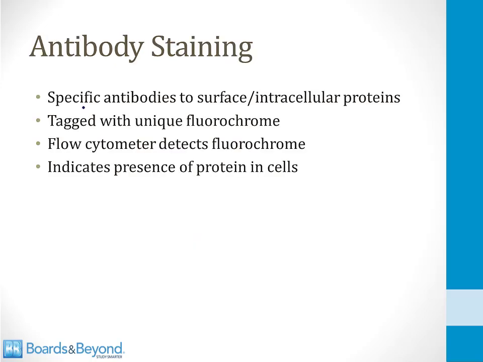Flow cytometry becomes an even more powerful technique when it is combined with antibody staining. This process uses specific antibodies that bind to surface or intracellular proteins on cells being studied with the flow cytometer. The specific antibodies are tagged with a unique fluorochrome that reflects a particular wavelength of light. The flow cytometer will detect the fluorochrome if it is bound, and if it is bound to the cells, it indicates the presence of a particular protein in those cells.